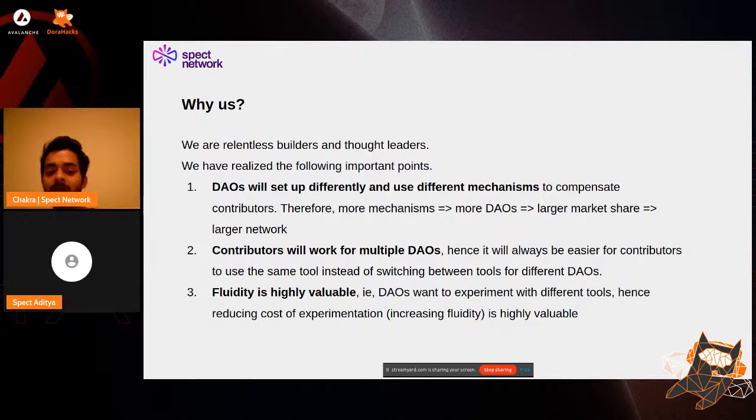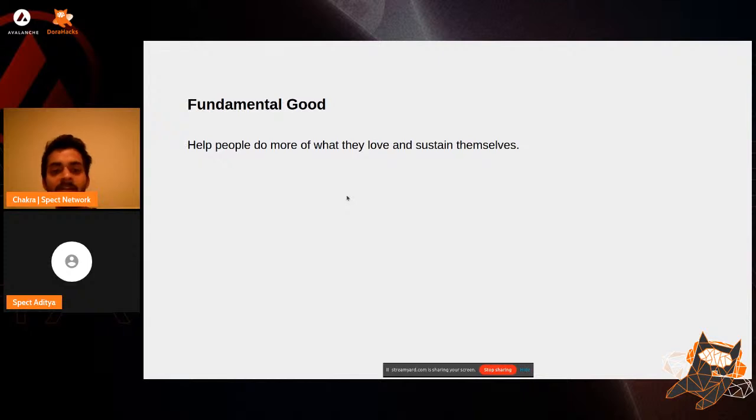Contributors will work for multiple DAOs, and Spect allows that. The other thing is the fluidity part of it. It's highly valuable, both in terms of experimentation, and in terms of giving contributors different options to get funded. So this is our hypothesis. The fundamental good of Spect is to help people do more of what they love and sustain themselves. That's the main reason why my co-founder and I started Spect.